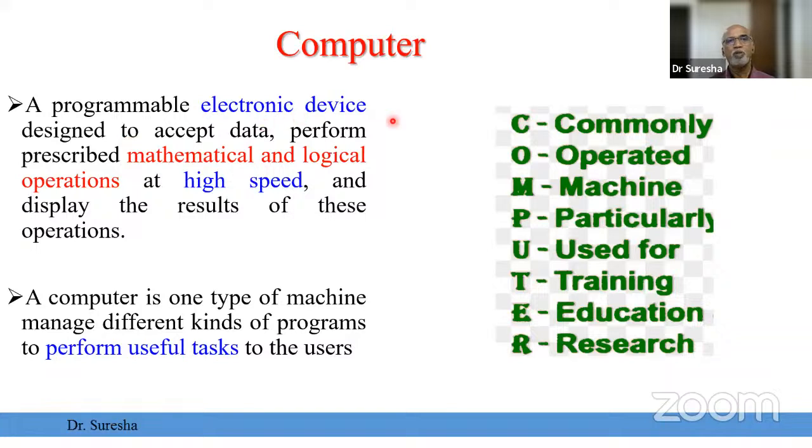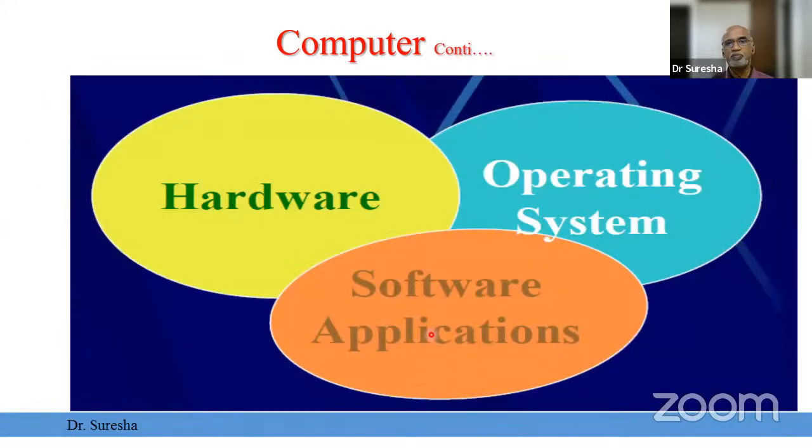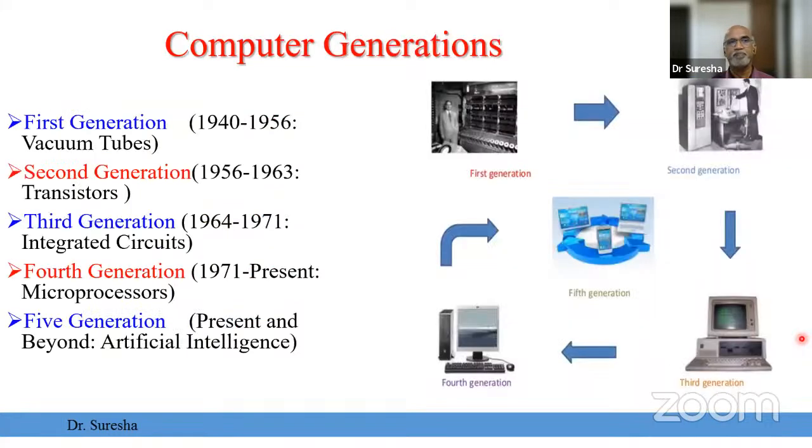So a computer is a programmable electronic device designed to accept data, perform prescribed mathematical and logical operations at high speed, and display the results of these operations. The computer is one type of machine that manages different kinds of programs to perform useful tasks for the users. The computer will have hardware, software, that's the operating system, and software applications. This is hardware, system software, software applications. So instead of system software, the more easily understood term is operating system.